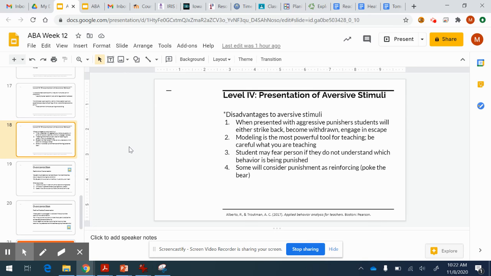Some will also consider this punishment as reinforcing, therefore not making it a punishment at all. If a student likes to see their teacher get riled up and lose control, flip their lid, they may actually engage in this behavior in order to get you as the teacher going. I think about this like poking the bear. They may think it's fun to poke the bear to get you agitated and sit back and watch you get upset. So we have to make sure that when we're dealing out a punishment, that punishment is actually seen as a punishment and not reinforcing.